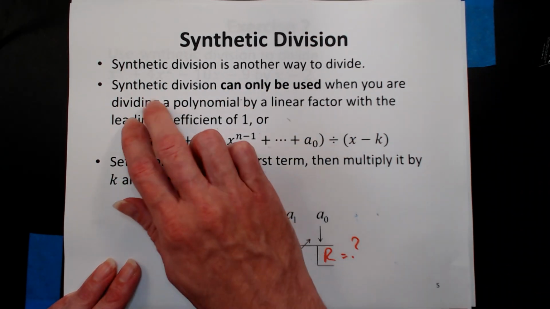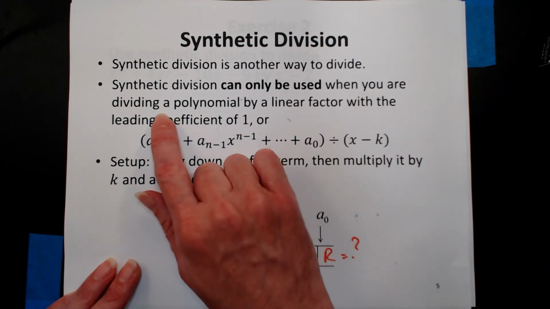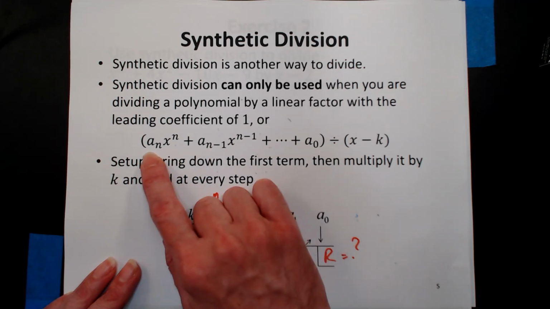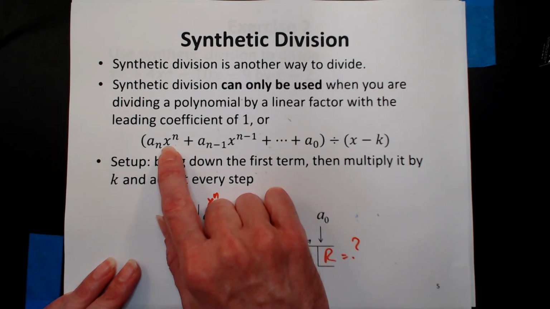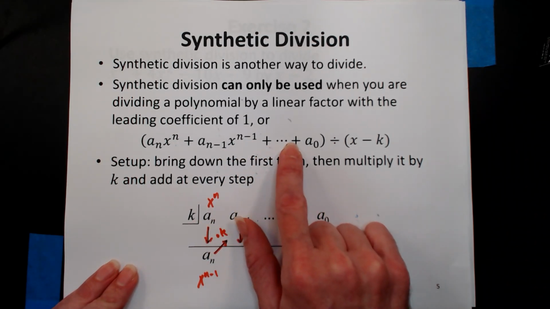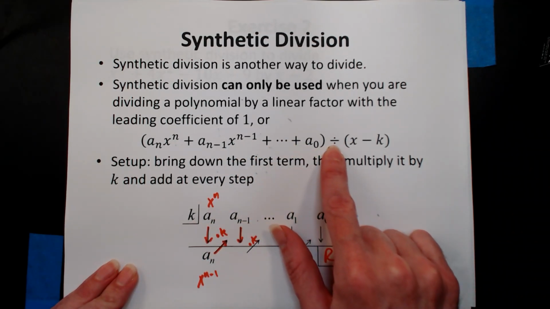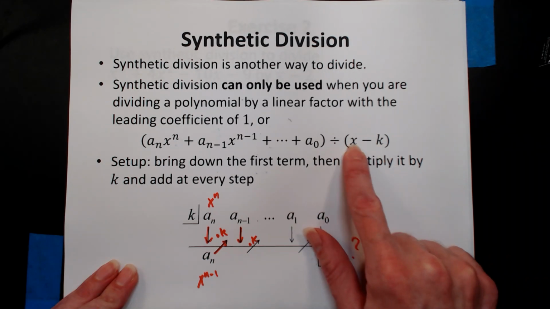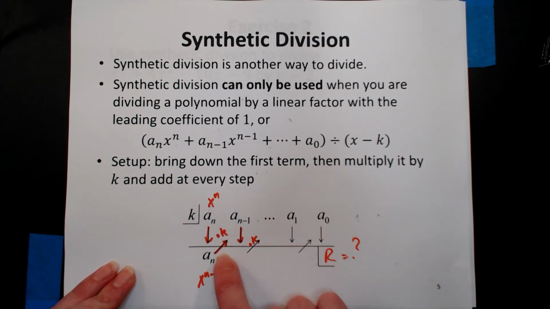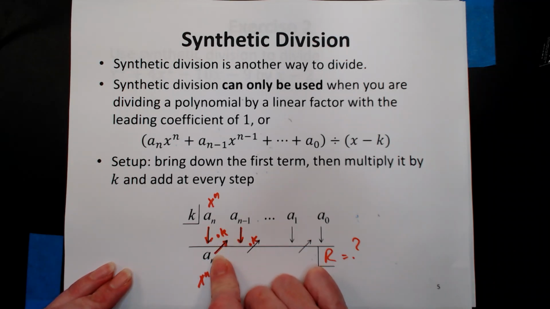Synthetic division, another way to divide. Synthetic division can only be used when you're dividing a polynomial by a linear factor with a leading coefficient of 1. We have our generic polynomial a sub n x to the n plus a sub n minus 1 x to the n minus 1 plus our intermediate terms until we get down to our constant term, divided by our linear factor x to the first power, it's understood there, minus k. We bring down every first term, then multiply it by k, and then add it every step. So the first term comes down, and then when we move to the right, we multiply it by k, and then add, multiply by k, add, and so forth until we get to our remainder.